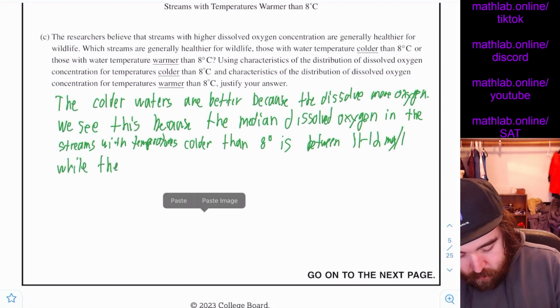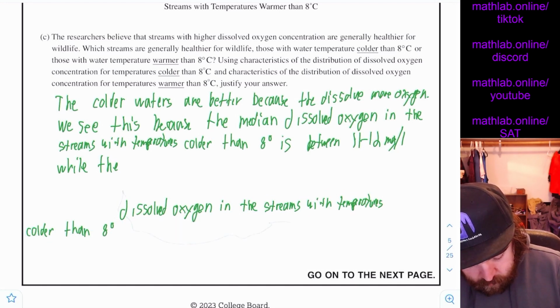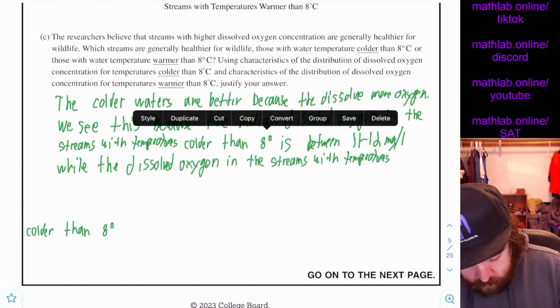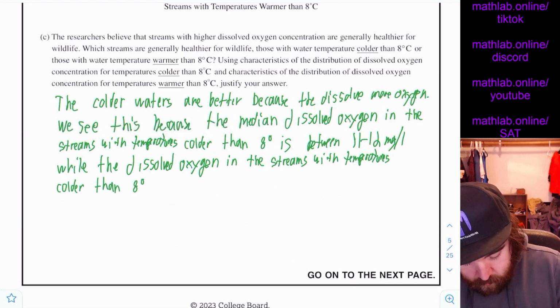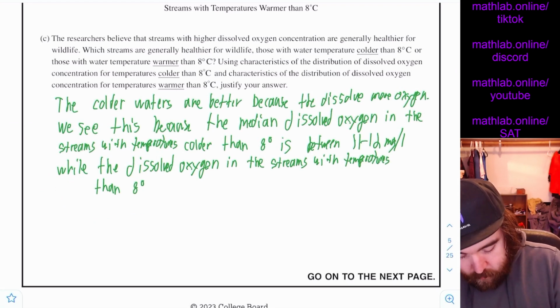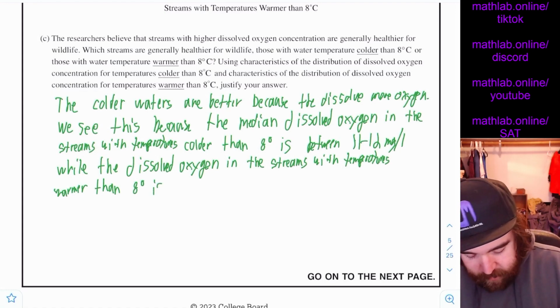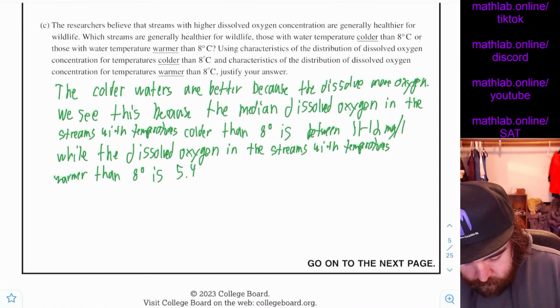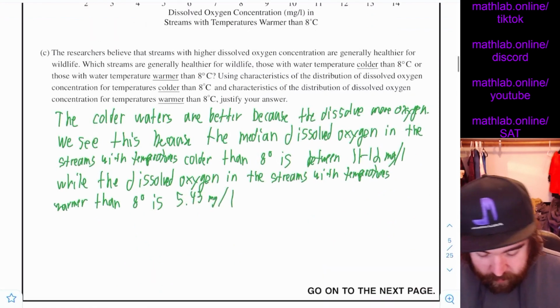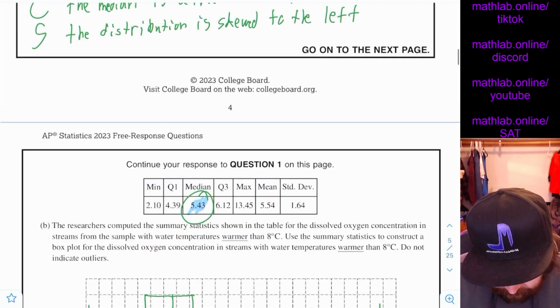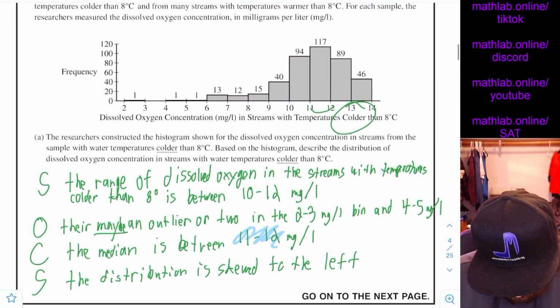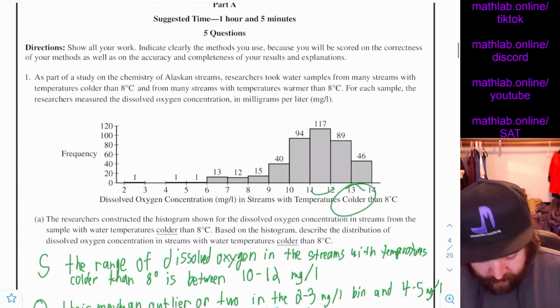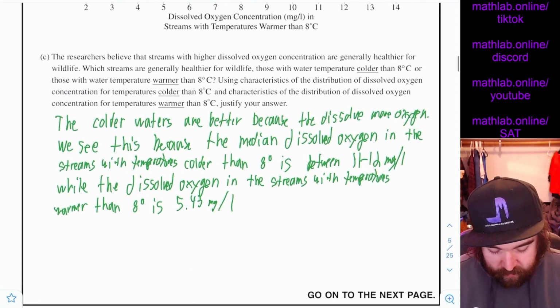while the warmer than 8 degrees is 5.4 milligrams per liter. Hang on. Let's make sure the units are the same. Do they say that it is? Yeah, well, they just say they use the same units here. That would have been dirty if the units were different.